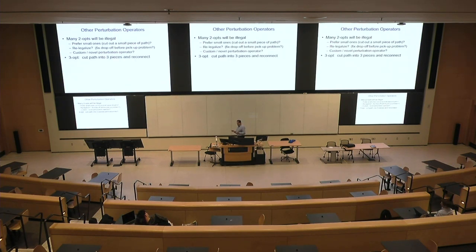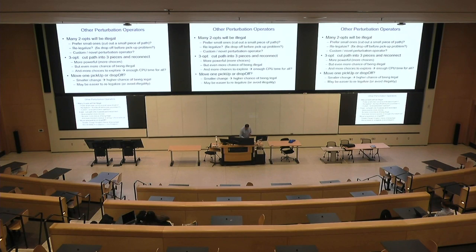You can also make 3-opts. 3-opts are basically, instead of removing 2 edges, cutting the path into 3 pieces, you remove 3 edges and cut the path into 4 pieces. And again, for classic traveling salesmen, this works pretty well. It's more powerful, gives you more choice. But we have even more chance of this being illegal in our problem, so it may not be worth the effort to code. And you also have more choices to explore, right? As you start saying, I'm going to chop up this path into 4 pieces, there's actually a lot of ways to do that. So maybe you don't have enough CPU time to explore them all anyway.